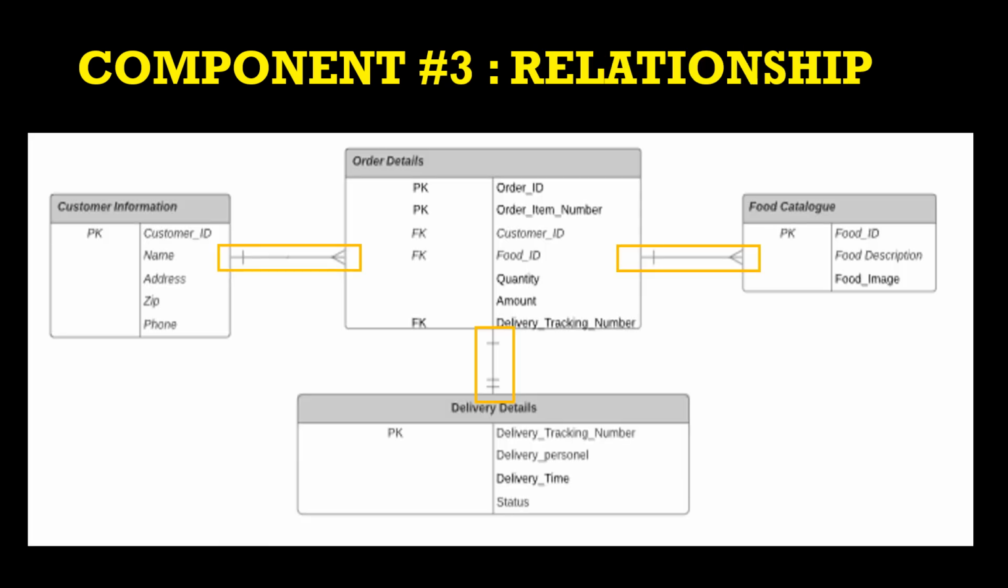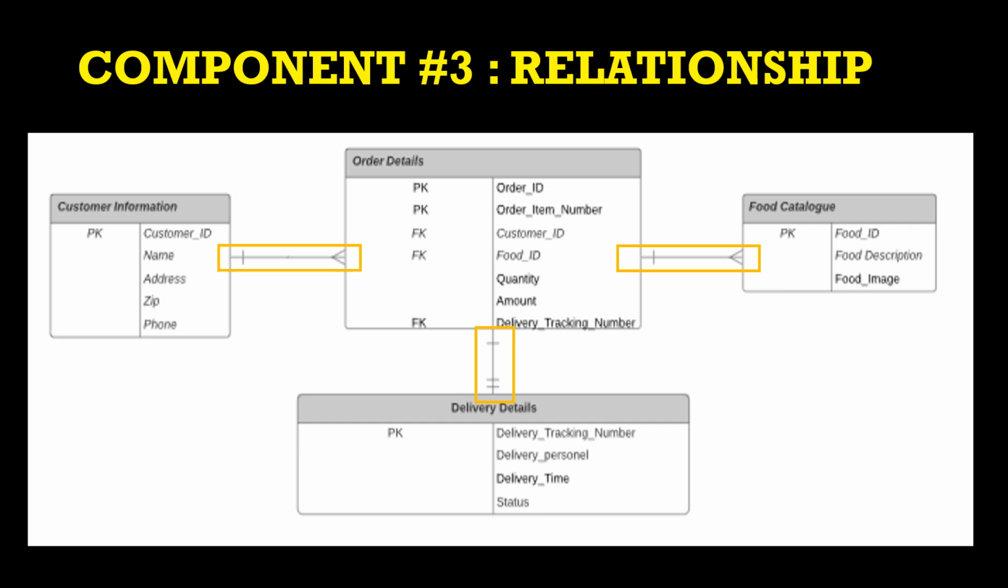Component number 3, relationships. What is shown in this slide is the relationship between the entities defined by Tina earlier. We know from our previous slide that the order detail entity has a relationship with all the 3 entities. Now Tina has to document the type of relationship between each of them, which is component number 3. I will only touch upon 2 types of relationship which are most commonly used in ER diagrams.